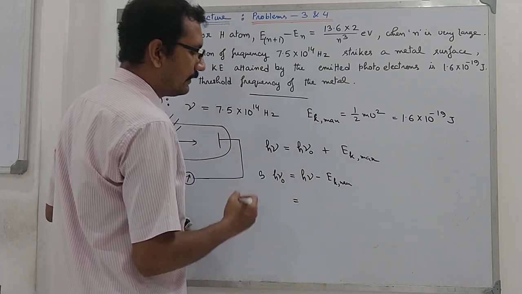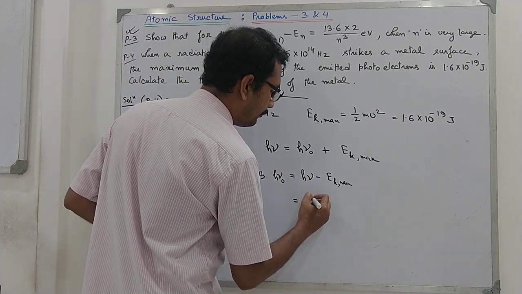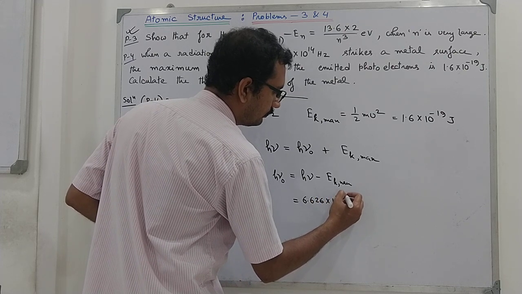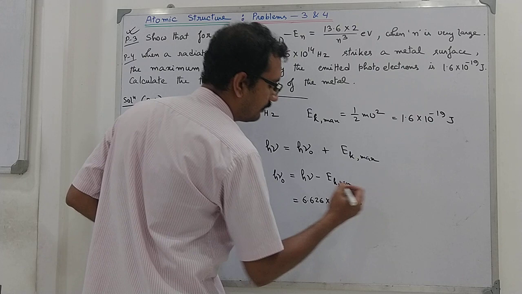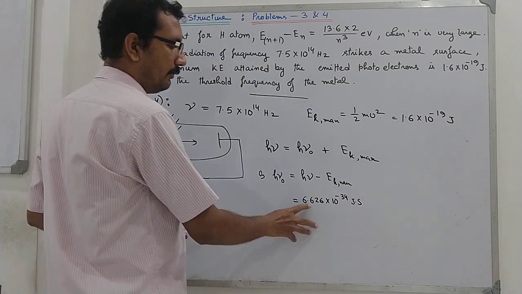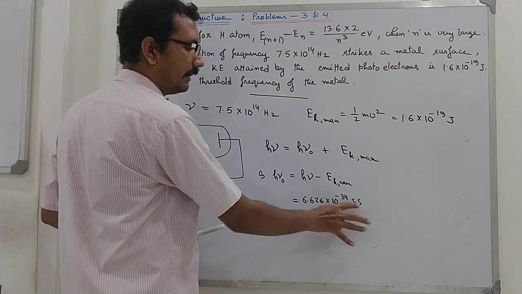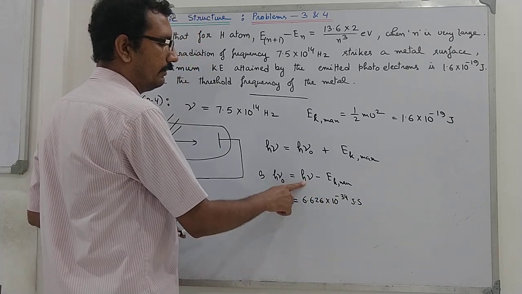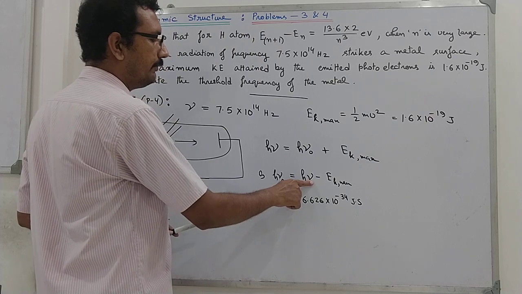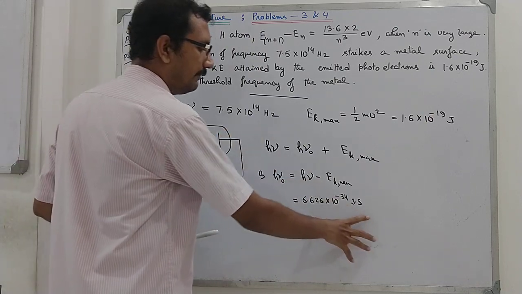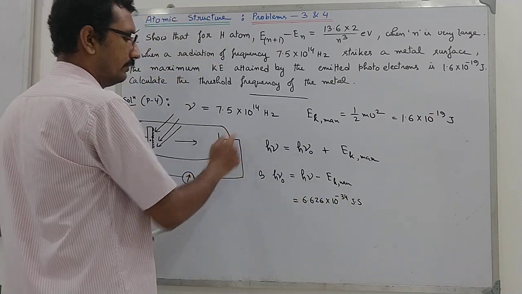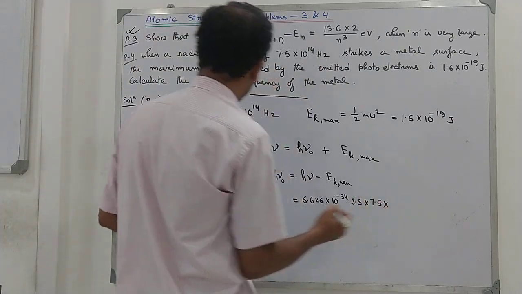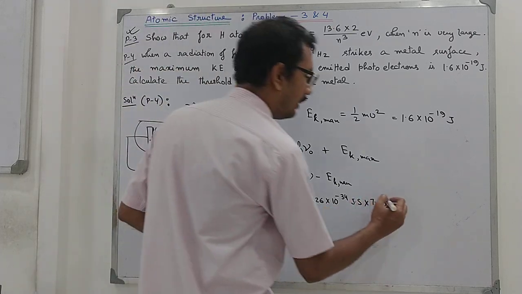Now what is h? It is 6.626 × 10^-34 joule second. It is the Planck's constant. Now you have to multiply with the frequency of the incident radiation. That will give you the energy of the incident photon. So it is 7.5 × 10^14 Hertz.